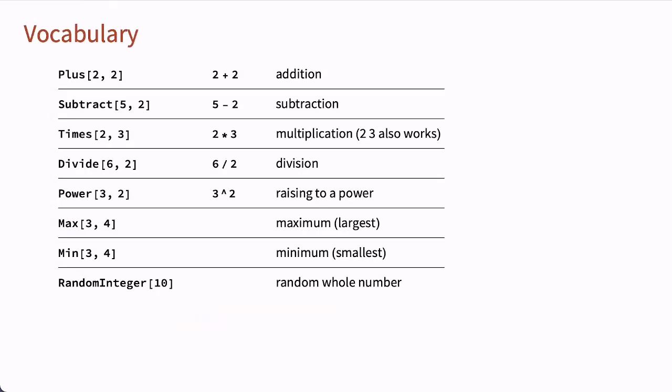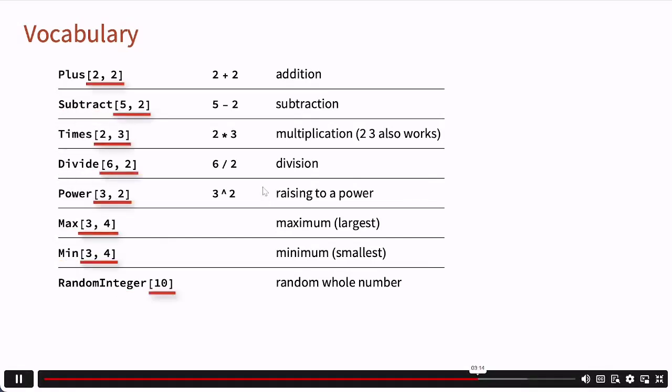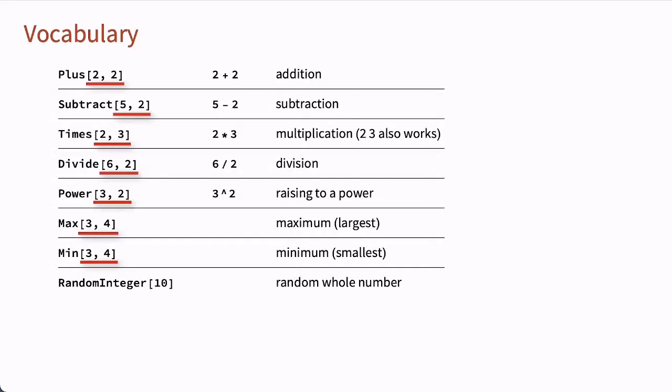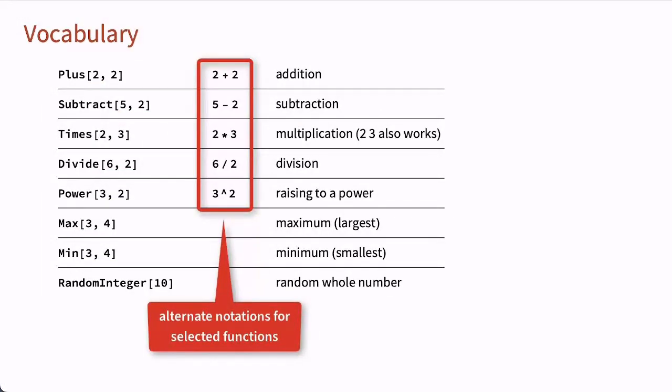Here is the programming vocabulary for this section. Wolfram language functions are entered with each word capitalized and with the arguments of each function enclosed in square brackets, and when there's more than one argument, the arguments are separated by commas. Many common functions can also be entered using special notations. This table shows the notations for functions like plus and times that do elementary arithmetic.